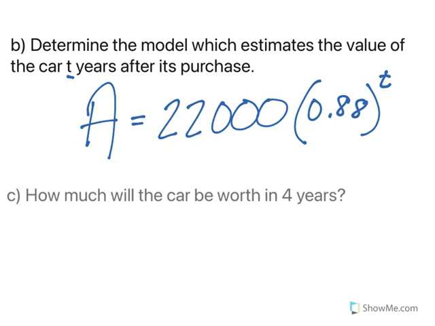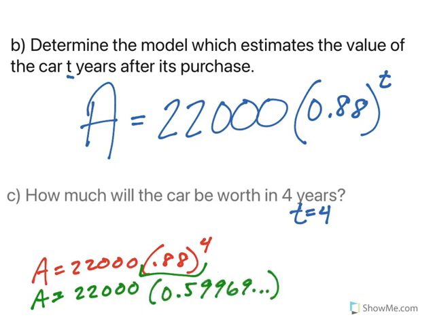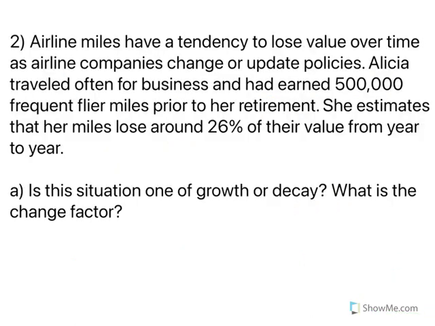Now, how much will the car be worth in 4 years? This tells us that T equals 4. So A equals 22,000 times 0.88 raised to the 4th power. Now, depending on your calculator, you might be able to punch that all in at one time. If not, we start with order of operations with our 0.88 raised to the 4th power, and that'll give us like 0.59969. It goes on and on and on. And this comes down to an answer of $13,193.30. So after 4 years with a 12% depreciation rate, that is how much our car will be worth.